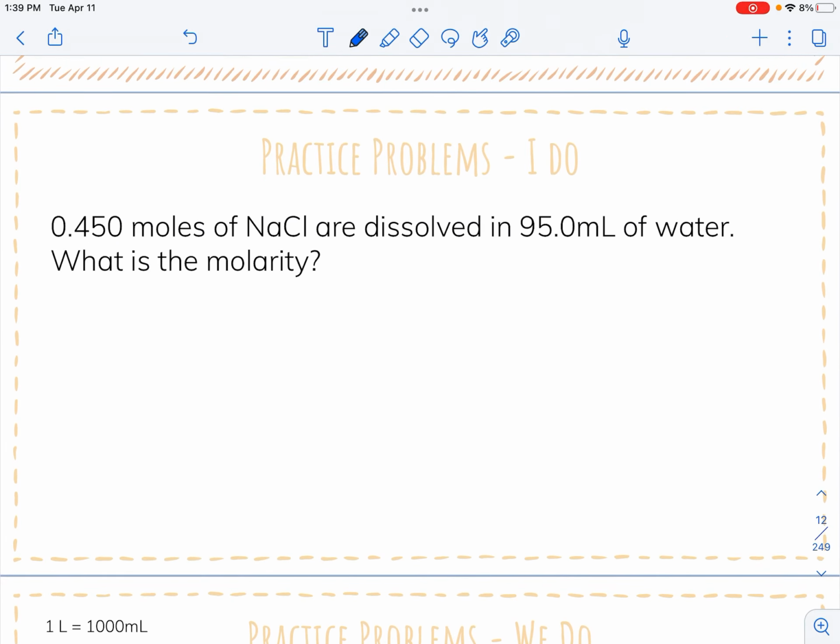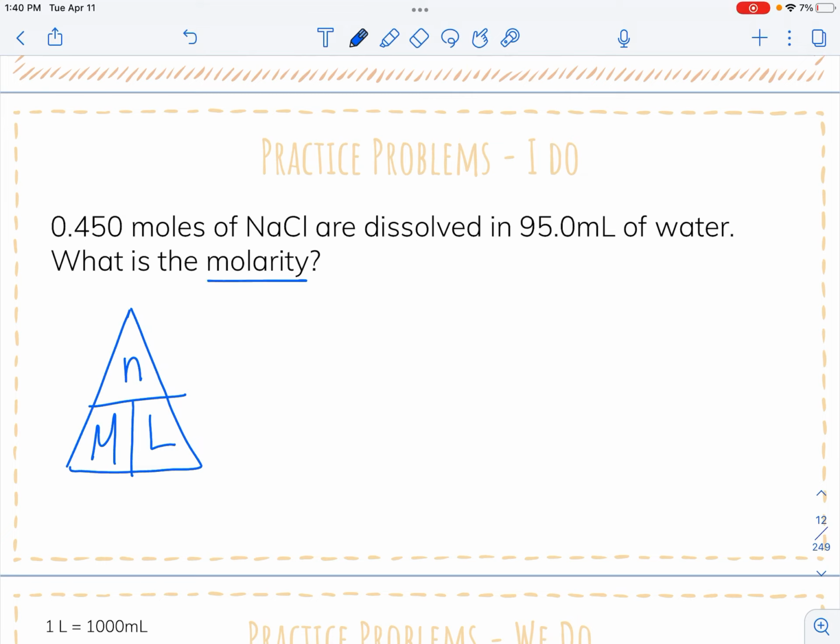So let's look at some practice problems, okay? We're gonna do a few together, and then I'll give you a chance to try a few on your own, and then hopefully you'll feel pretty comfortable with it. This formula is a good one to use with our triangle, where we have molarity is moles over liters, right? So now we can use our triangle to help us find any different variable we need to.